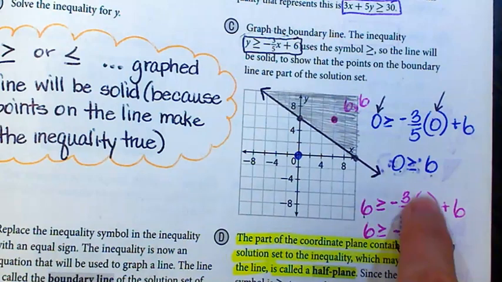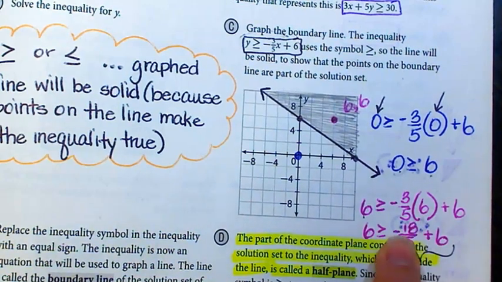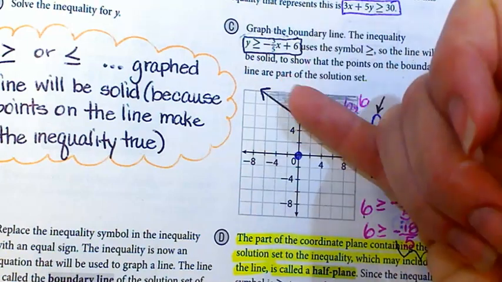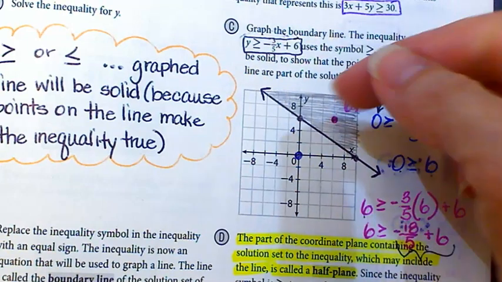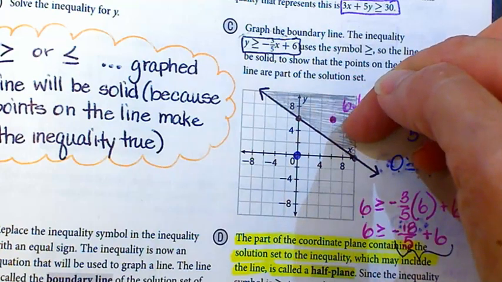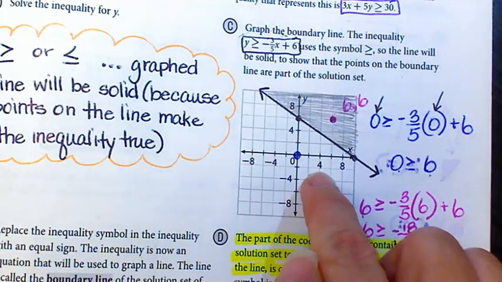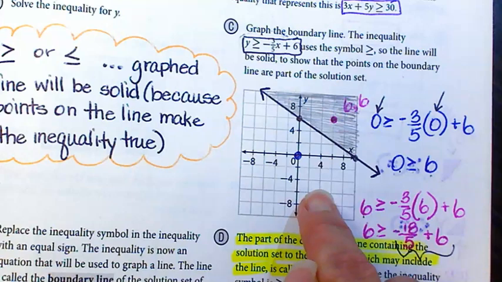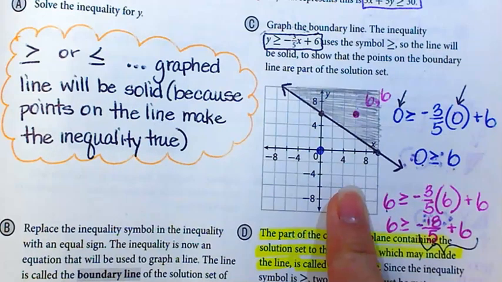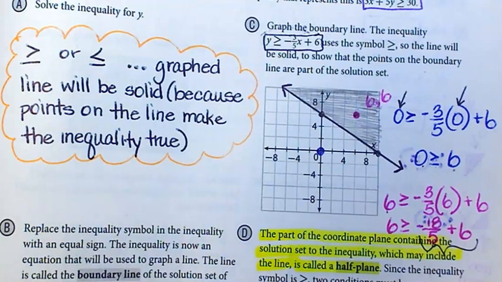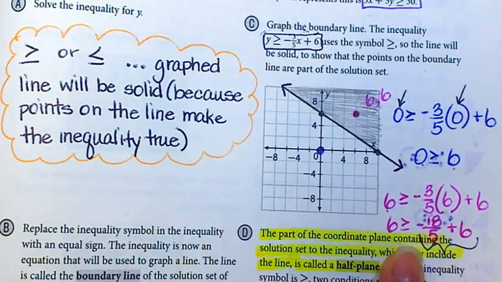So because it's this point that makes the inequality true, I'm going to shade that side of the line because any point on this side of the line is going to make the equation true. Any point on this side of the line will make the equation not true. Okay? All right. So pause if you need to, just to make sure that you've got all of this written down and you've done the little example.